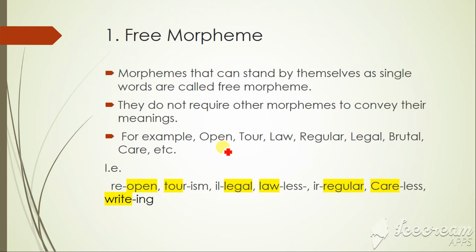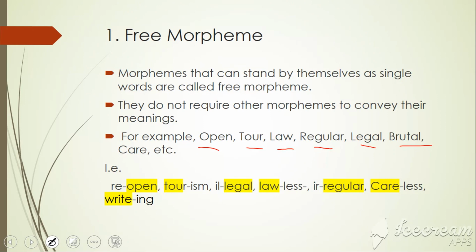So guys, let's start with the first type, the free morpheme. What is a free morpheme? Morphemes that can stand by themselves as a single word are called free morphemes. Yes, they do not require any other morpheme to convey their meanings. For example, we have some words here like open, tour, law, regular, legal, brutal. These are all examples of free morphemes. But how are they free morphemes?